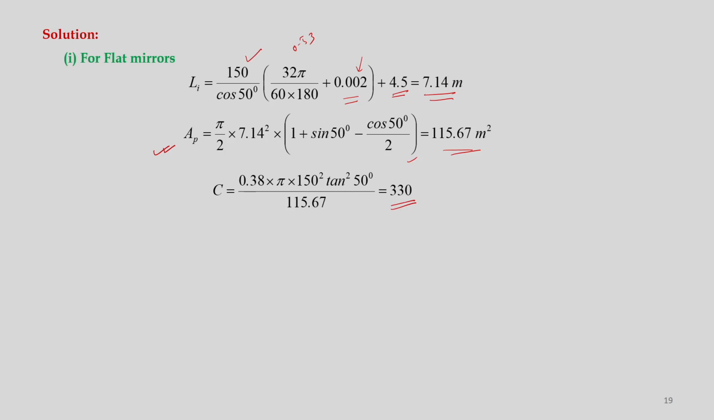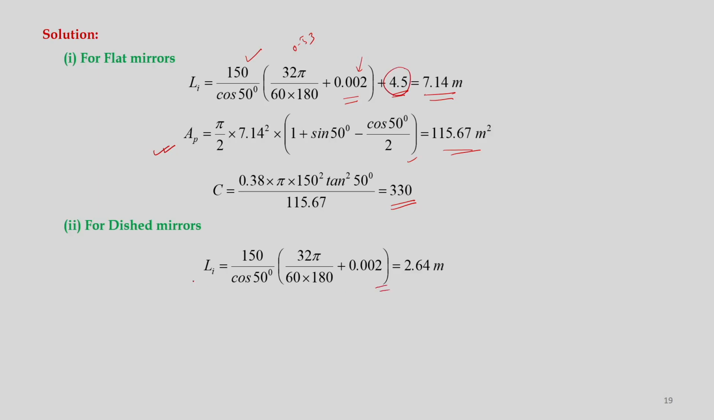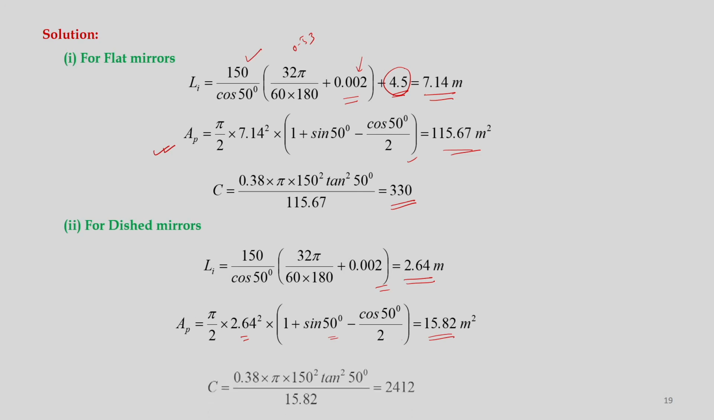Now, if we consider the second case, for disc mirrors, what will be the Li here, because this part will not be present in this expression. So, this Li will be 2.64 meter. Earlier it was 7.14 meter, right. Accordingly, we have to calculate this Ap value. So, we have substituted this Li value here and the other values, and it is found to be 15.82 meter square. Next we will calculate the concentration ratio, which is found to be 2412.